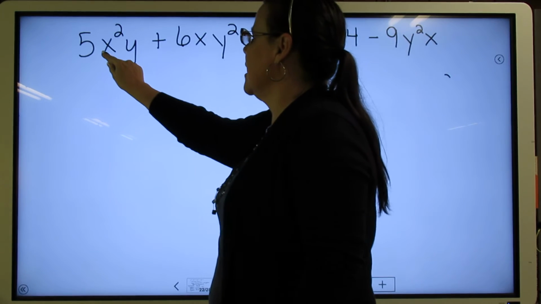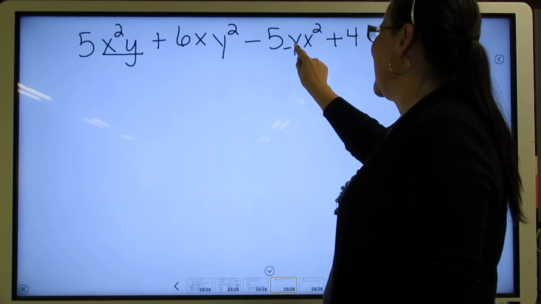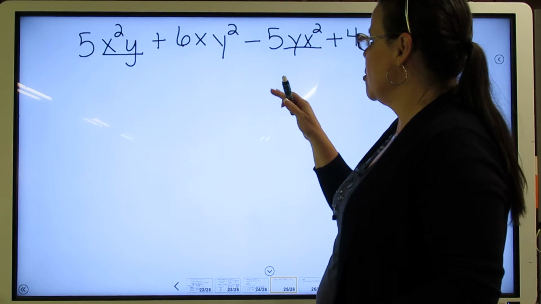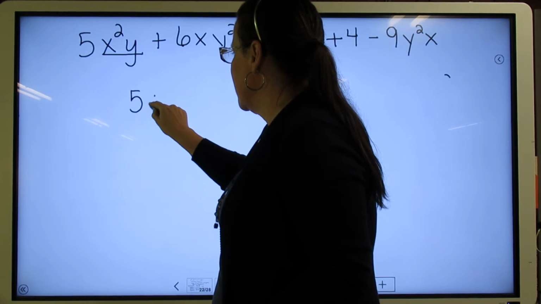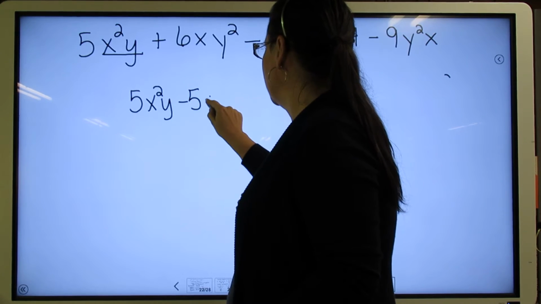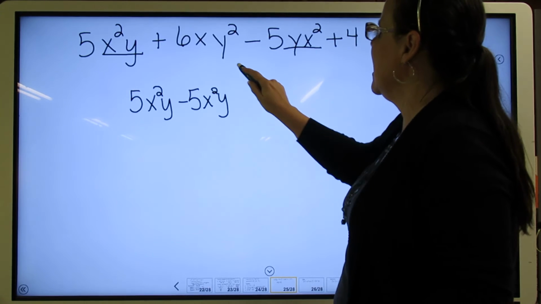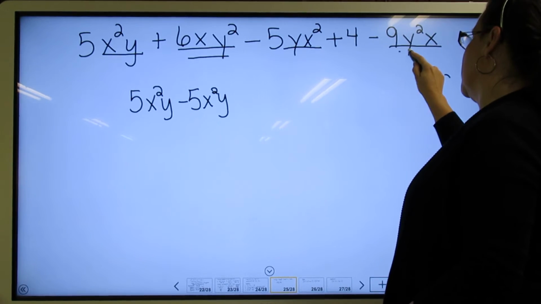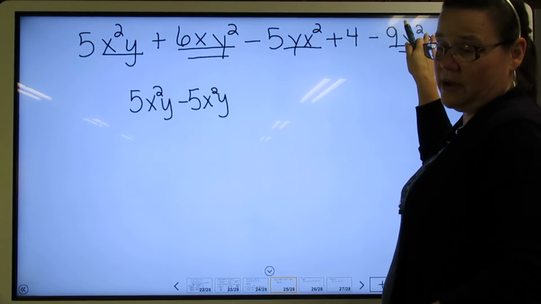See how this says x squared y, and this one says y x squared. They're the same thing, they just mixed them up. So if I can put those two together, I'm going to do 5x squared y minus 5x squared y. And then I have xy squared, and then I have y squared x. Well, you just flip the x around and you get xy squared.